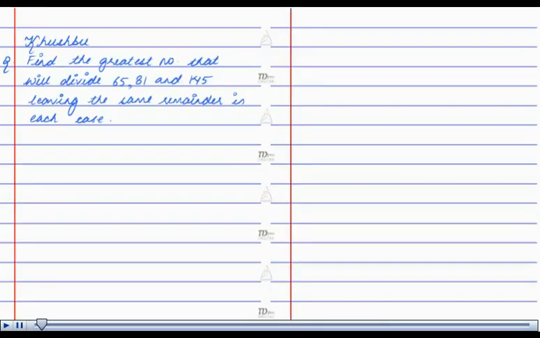Hello, I am Khushbu. The question is, find the greatest number that will divide 65, 81 and 145, leaving the same remainder in each case. The required number will be nothing but the highest common factor of the difference of all these three numbers taken two at a time.